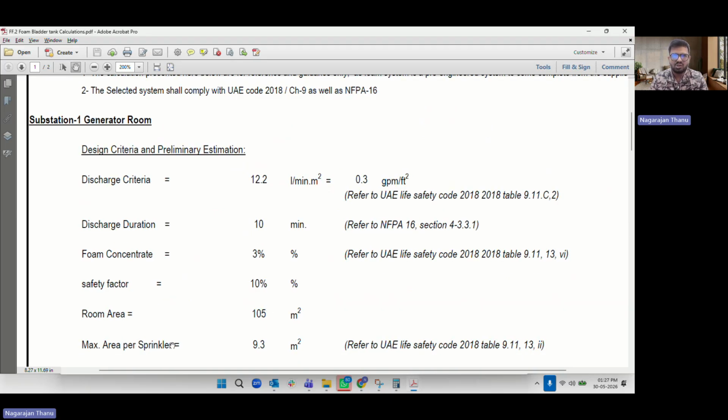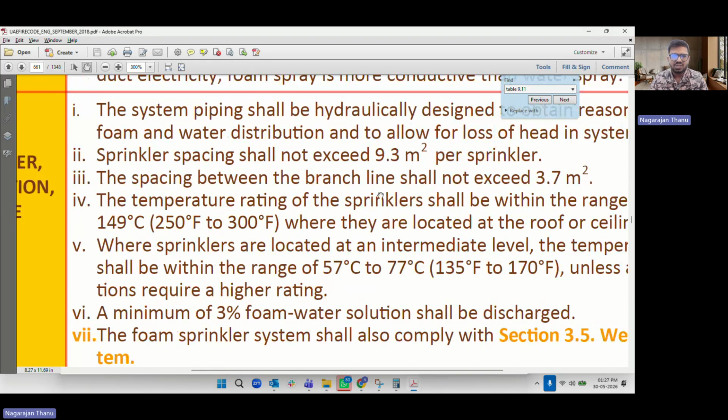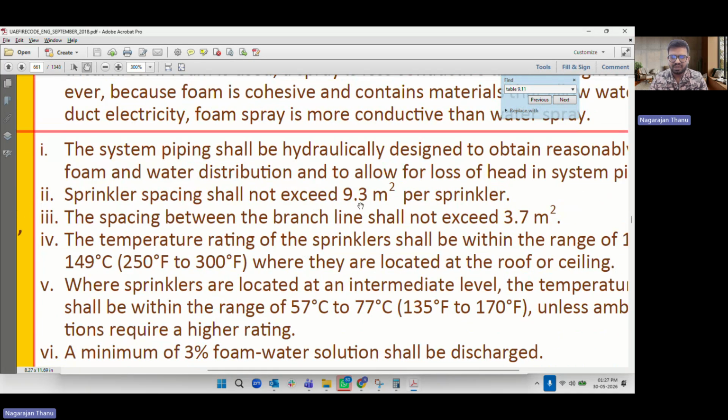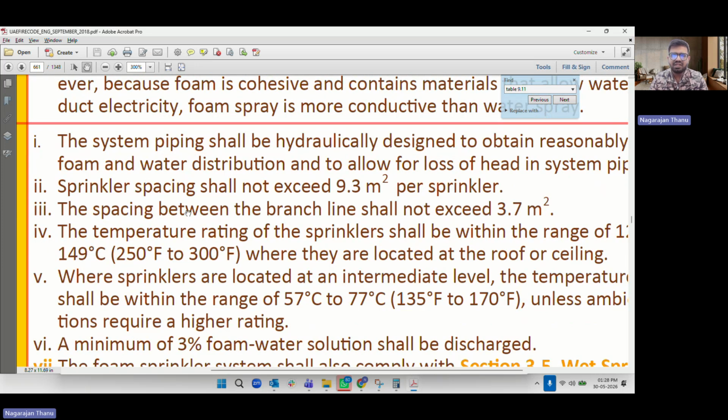Maximum area per sprinkler. So one sprinkler, how much area will it protect? You can see here, sprinkler spacing shall not exceed 9.3 meters square per sprinkler. So this 9.3 meters square I need to consider. Second thing, the spacing between the branch lines shall not exceed 3.7 meters. So these three scenarios we need to consider when we consider the number of sprinklers and the sprinkler spacing.